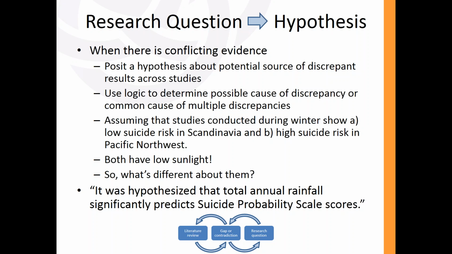So if you look at that as a potential explanation, then you can directly study it, and you make this hypothesis that total annual rainfall significantly predicts suicide probability scale scores. So if in Scandinavia they have not a lot of rainfall, and therefore not a lot of cloud cover, but in the Pacific Northwest they do have a lot of cloud cover, therefore a lot of annual rainfall, and you see this link, then you might be onto something, right? So hopefully this logic makes sense.